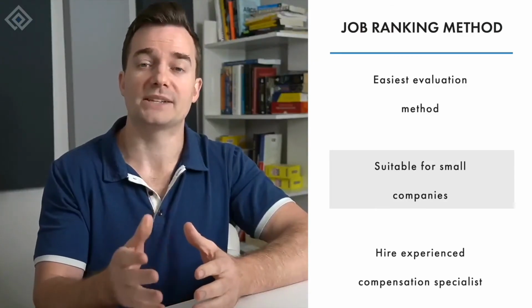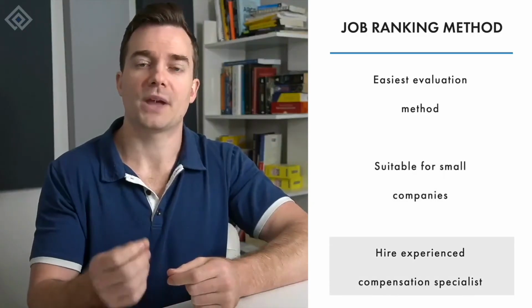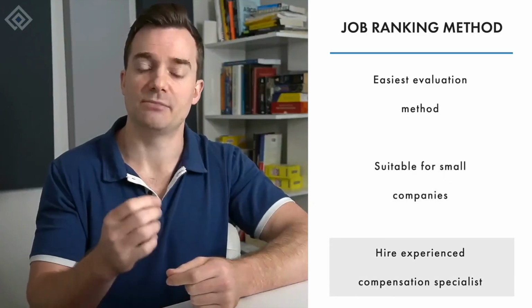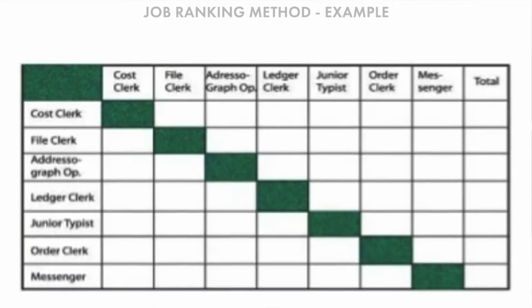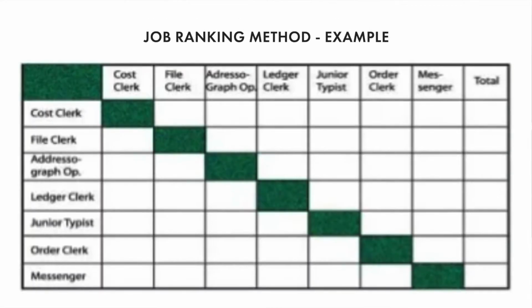In order to get the best out of this method, think about hiring an experienced compensation specialist who will set a fair hierarchy without favoritism. And job ranking is divided into 3 main stages. In the first stage, you identify the key jobs. This is done with the help of a paired comparison, as can be seen in the table here. So if you have 8 jobs, this means that there are 16 paired comparisons.